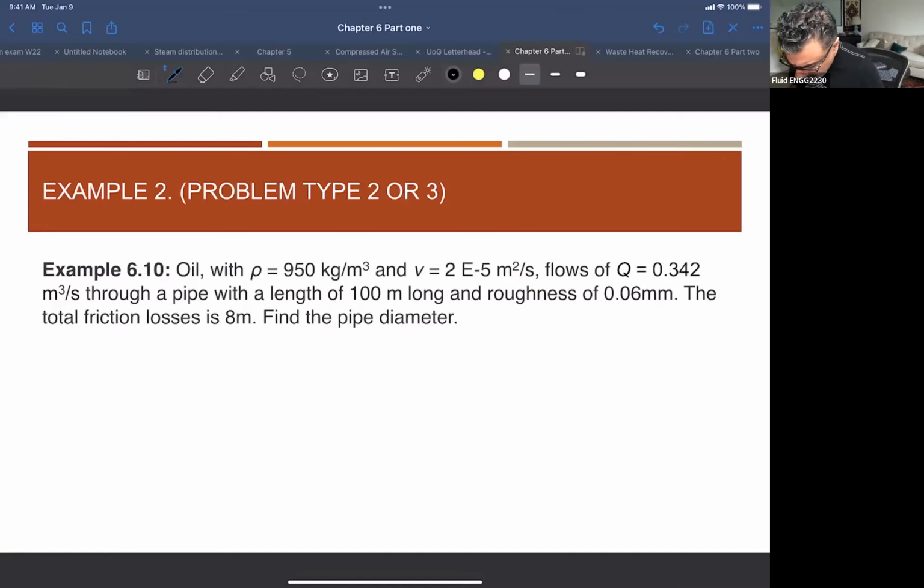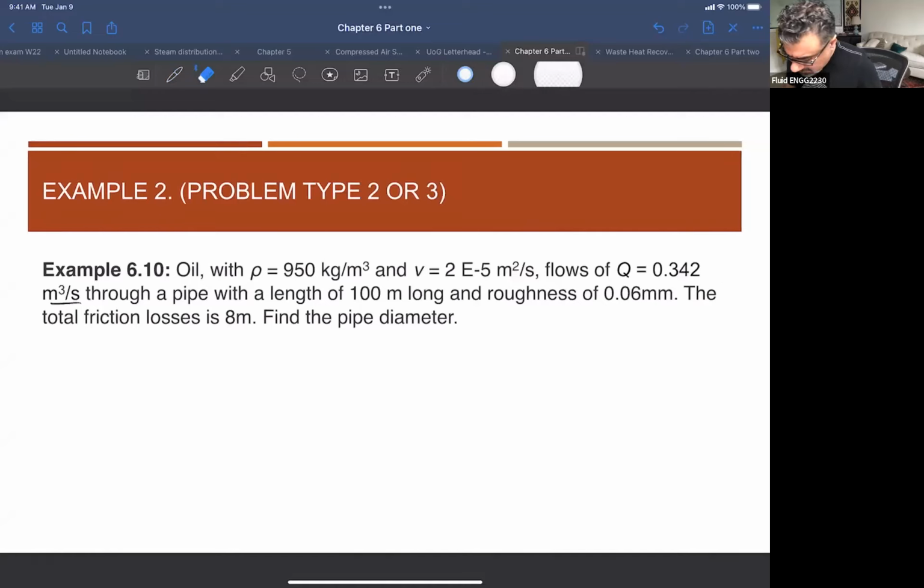Okay. So in this example here, I have oil, and this oil has a density of 950 kilograms per meter cubed. The kinematic viscosity here is 2×10⁻⁵ meters squared per second. The flow rate given here is 0.342 meters cubed per second. Okay, it's here already. Sorry.